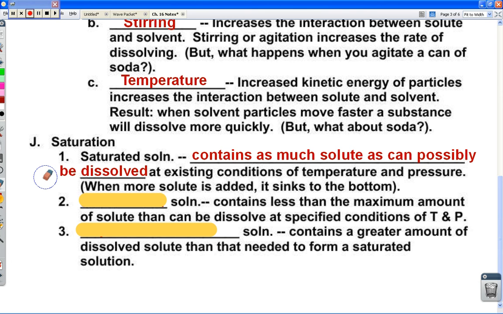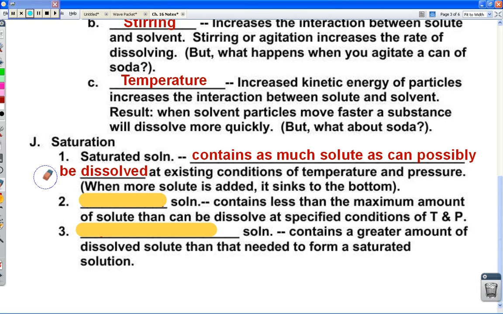Can we dissolve 30 grams of potassium nitrate at 50 degrees Celsius? Sure. Anywhere less than that curve is fine. But that curve is the maximum amount. That's the most we can dissolve at that particular point. So, that is our saturation.